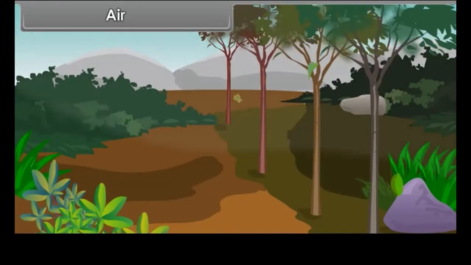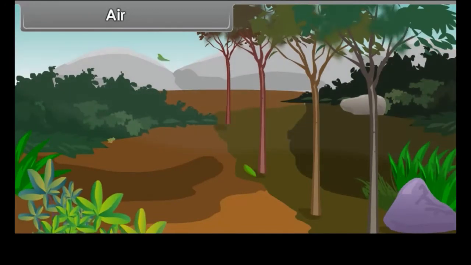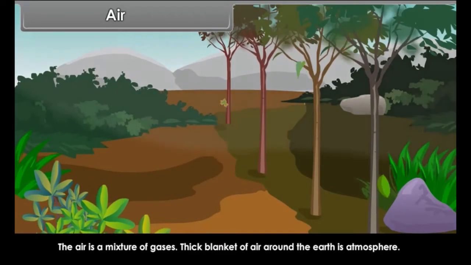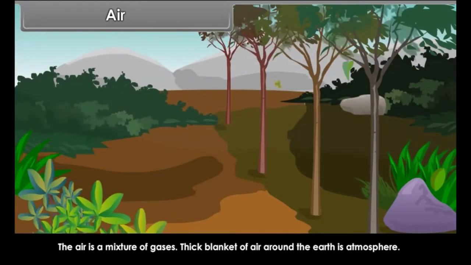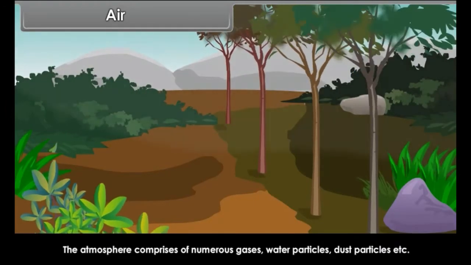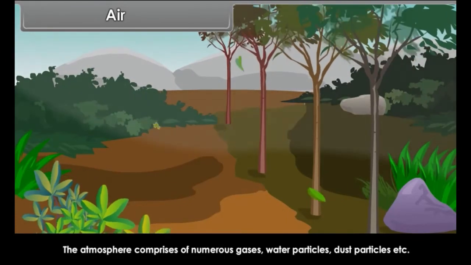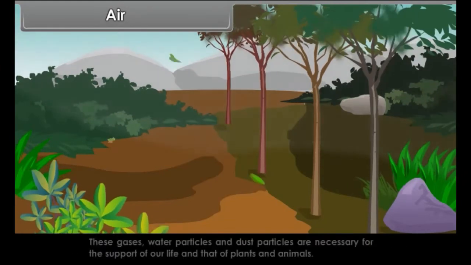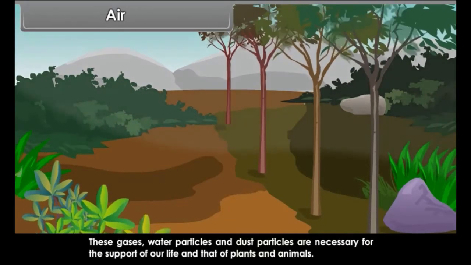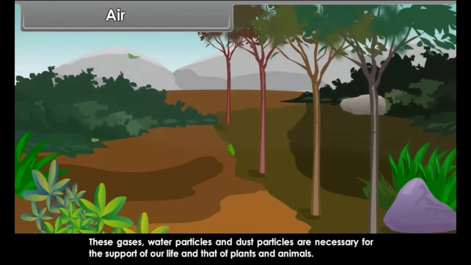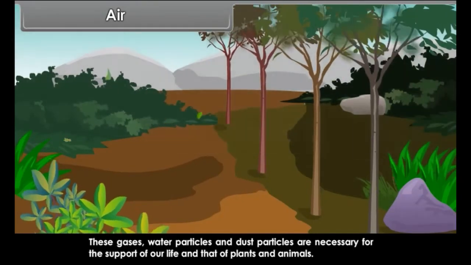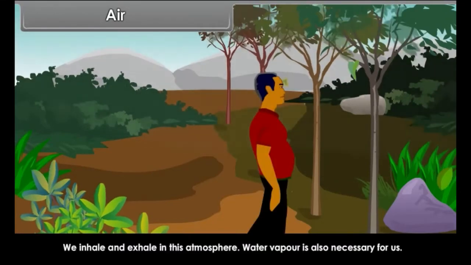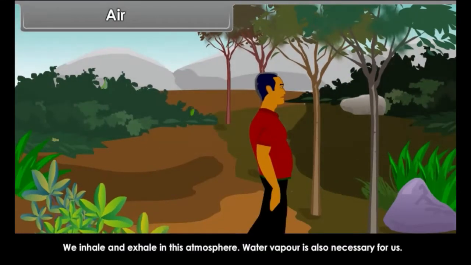Air. The air is a mixture of gases. Thick blanket of air around the Earth is atmosphere. The atmosphere comprises numerous gases, water particles, dust particles, etc. These gases, water particles and dust particles are necessary for the support of our life and that of plants and animals. We inhale and exhale in this atmosphere.